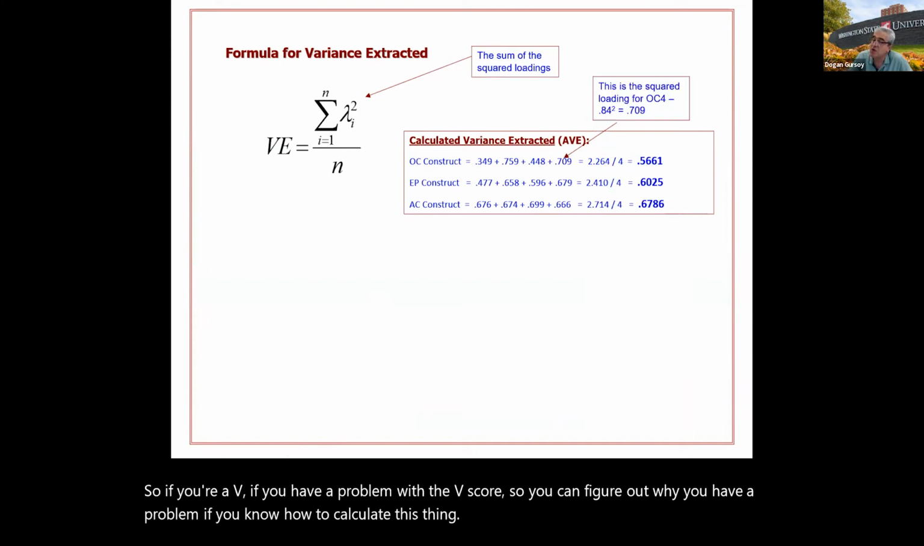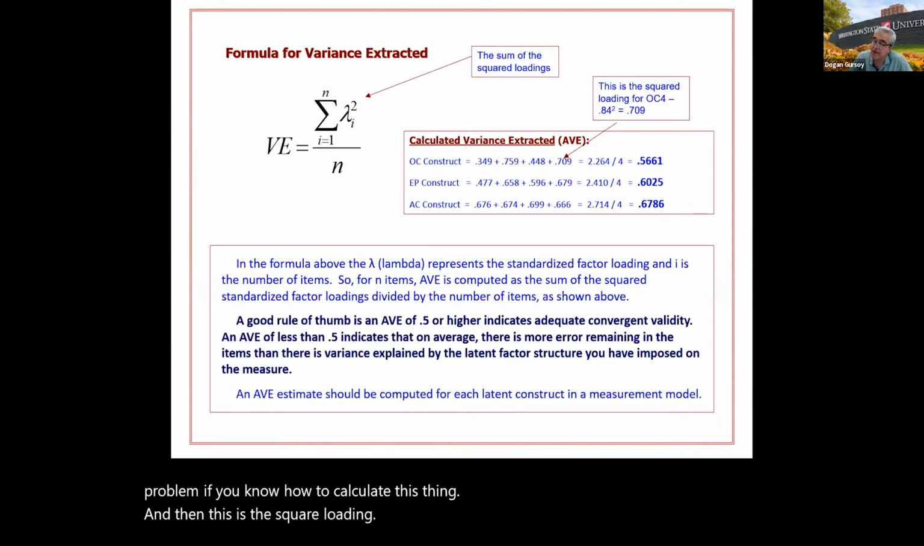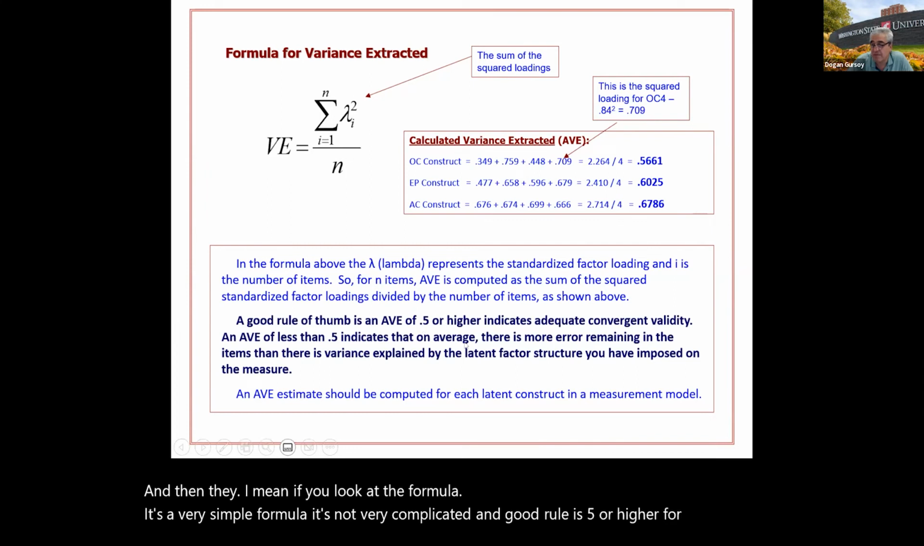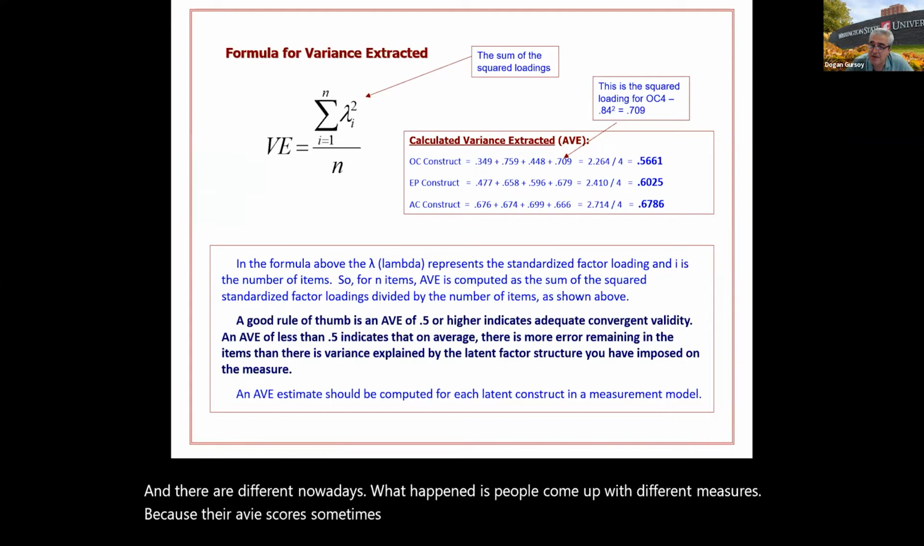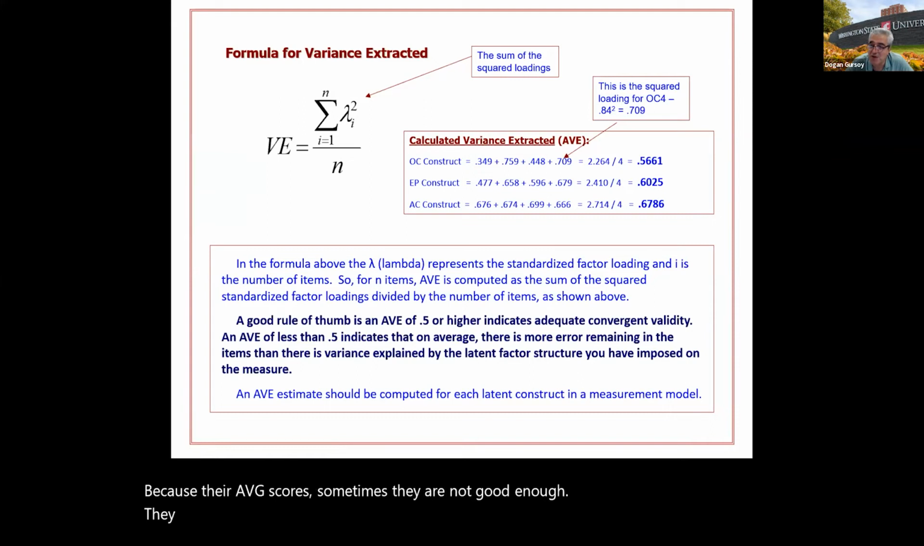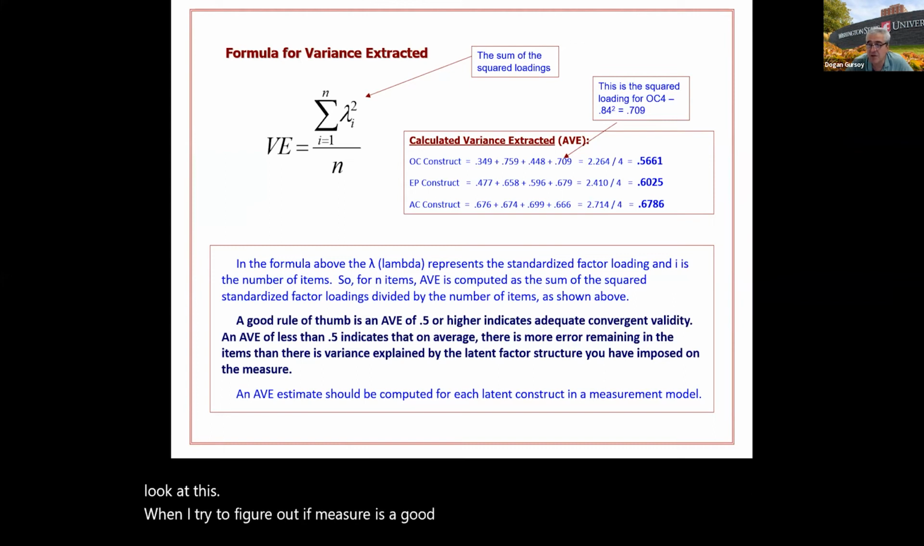And then this is the square loading. If you look at the formula, it's a very simple formula. It's not very complicated. And a good rule is 0.5 or higher for AV. Nowadays, people come up with different measures because their AV scores sometimes are not good enough. They cannot justify the discriminant validity, so they are using different scores. But this is basically what I look at when I try to figure out if a measure is a good measure. I don't care about the other items.